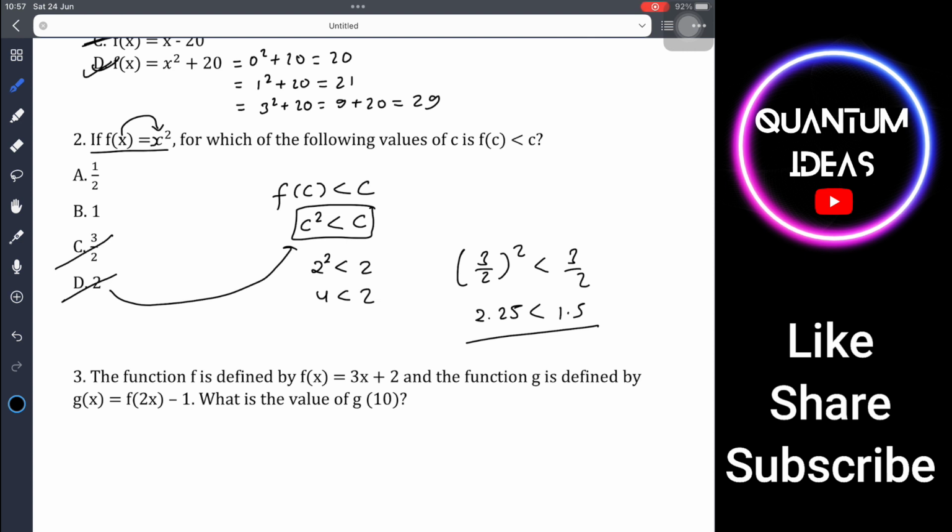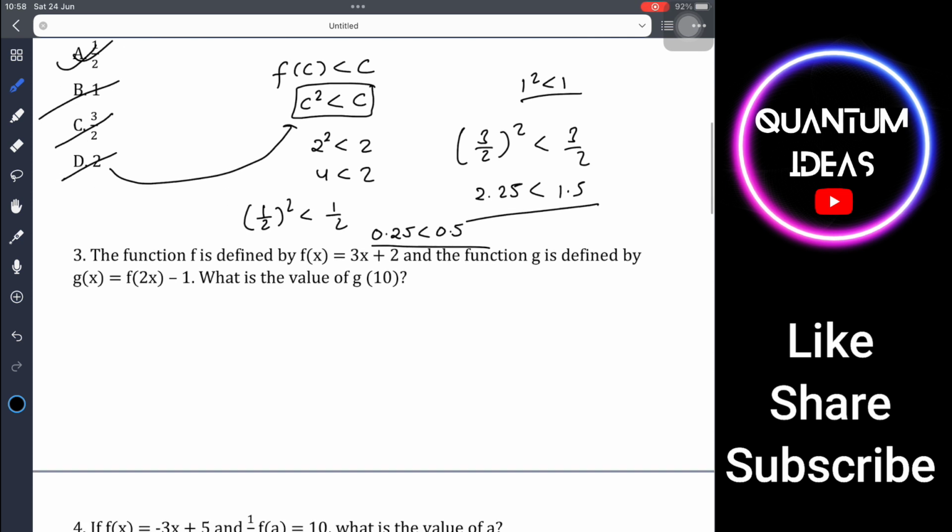And again you can see 1 squared is less than 1? So this is also not true. Check 1 by 2. Is 1 by 2 squared less than 1 by 2? 1 by 2 is 0.5, right? 0.5 times 0.5 is 0.25. So 0.25 is less than 0.5, right? This is true, so A is your answer.